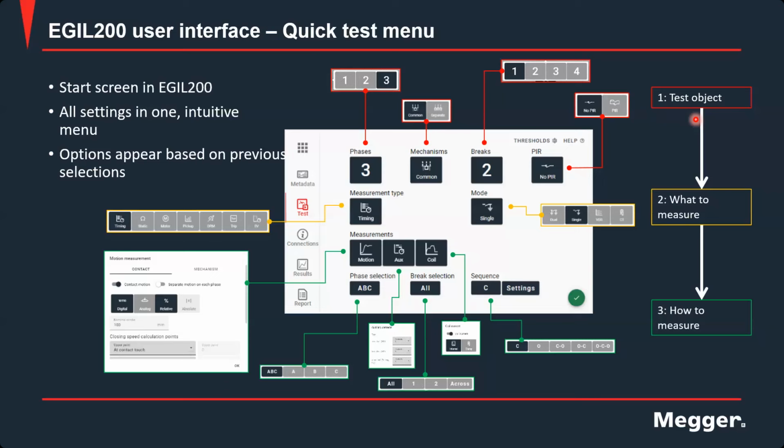And in the second row you can select the type of the test. What do you want to measure? Timing test, motion test, and do you want to use single ground, the conventional method, or dual ground using dynamic capacitance measurement? Finally, you select how you want to measure it.